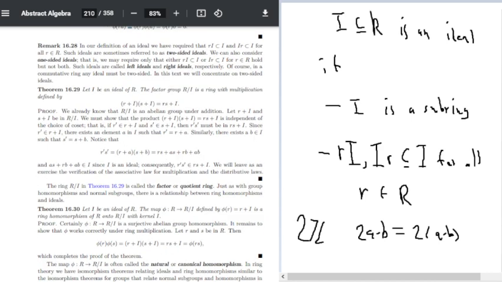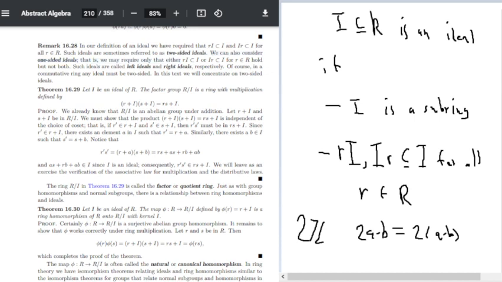Remark 16.28. In our definition of ideals, we require that rI is a subset of I, and Ir is a subset of I for all r in R. Such ideals are referred to as two-sided ideals. We can also consider one-sided ideals. That is, we may require only that either rI is a subset of I, or Ir is a subset of I for r in R, but not both. Such ideals are called left and right ideals, respectively. Of course, in a commutative ring, any ideal must be two-sided. In this text, we will concentrate on two-sided ideals.